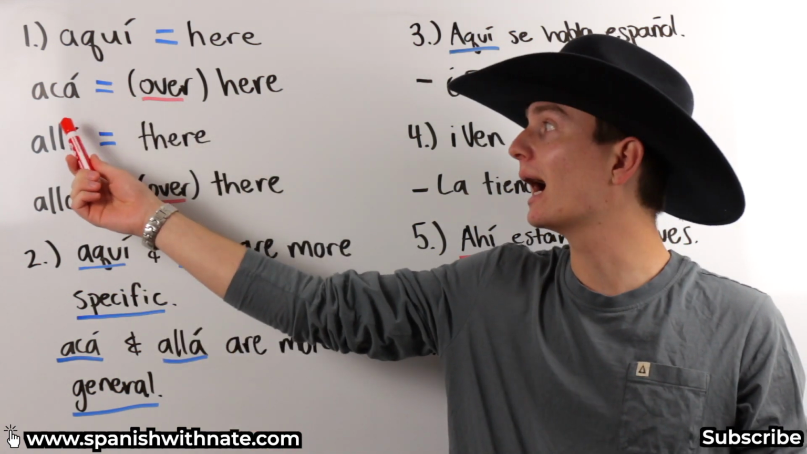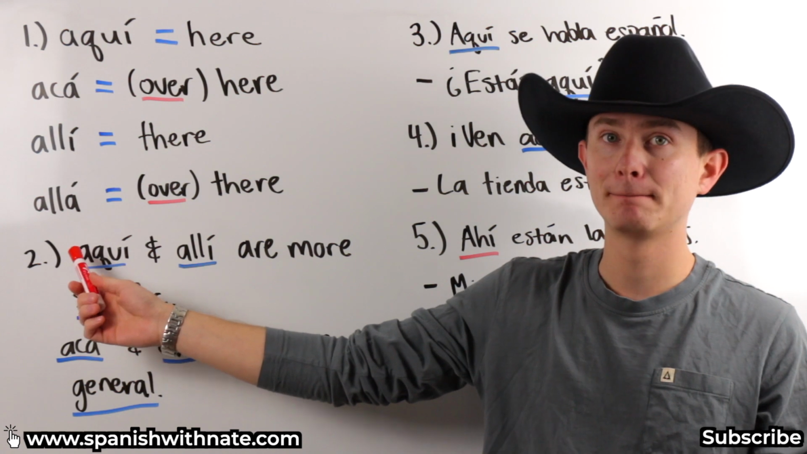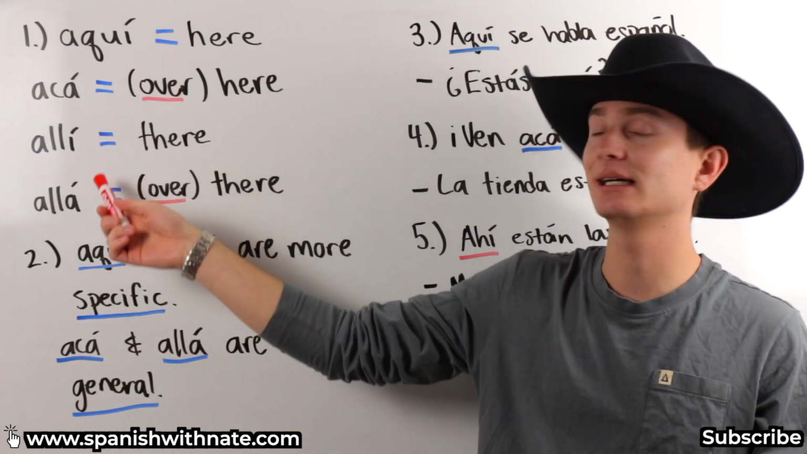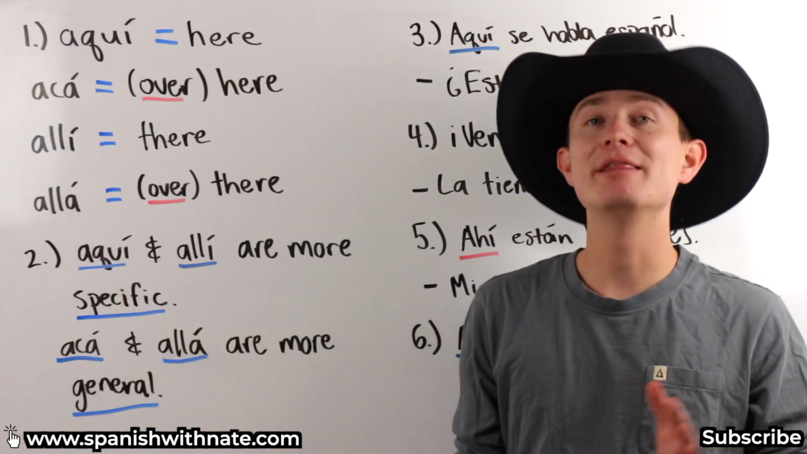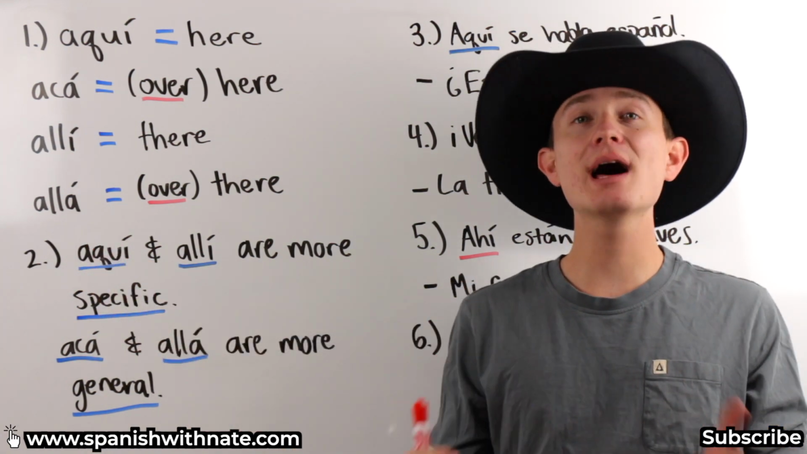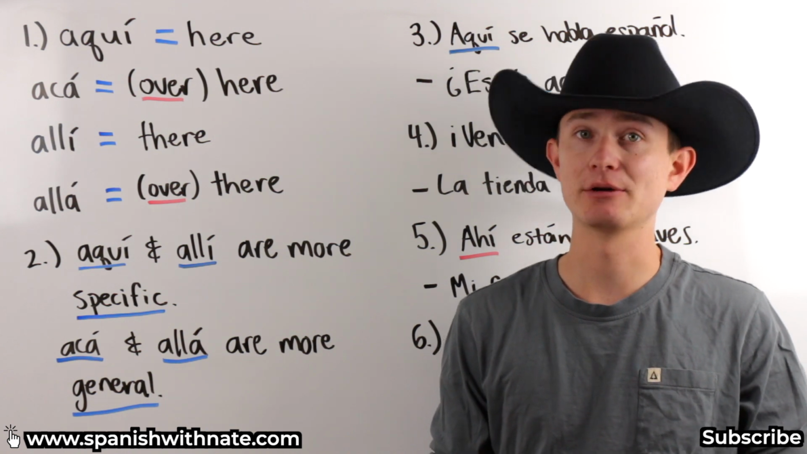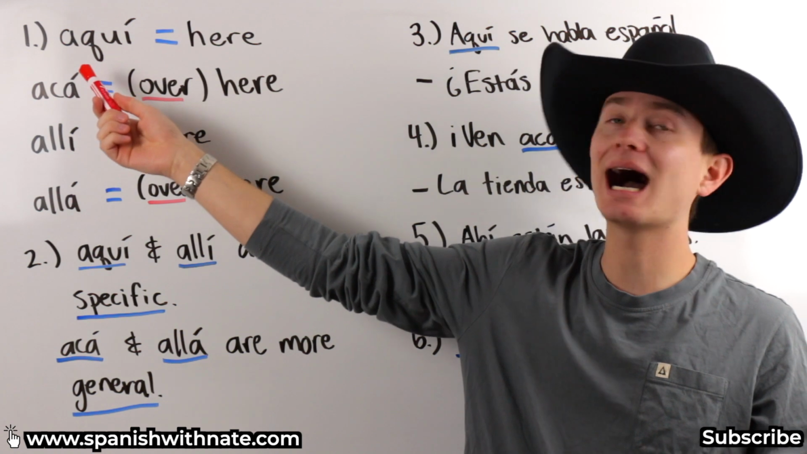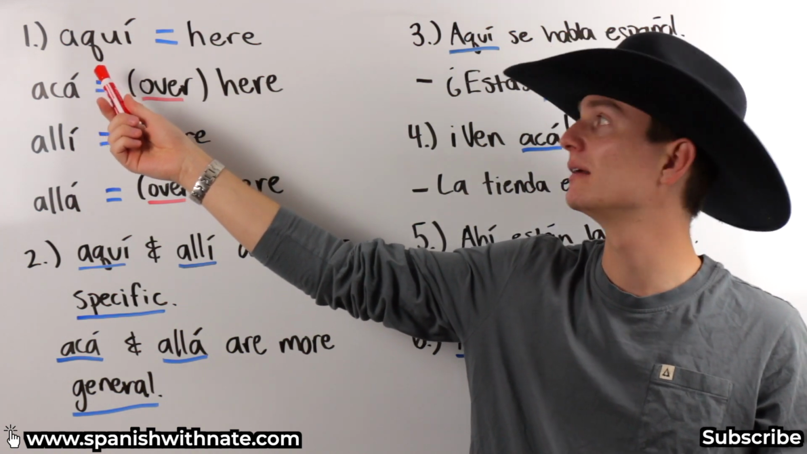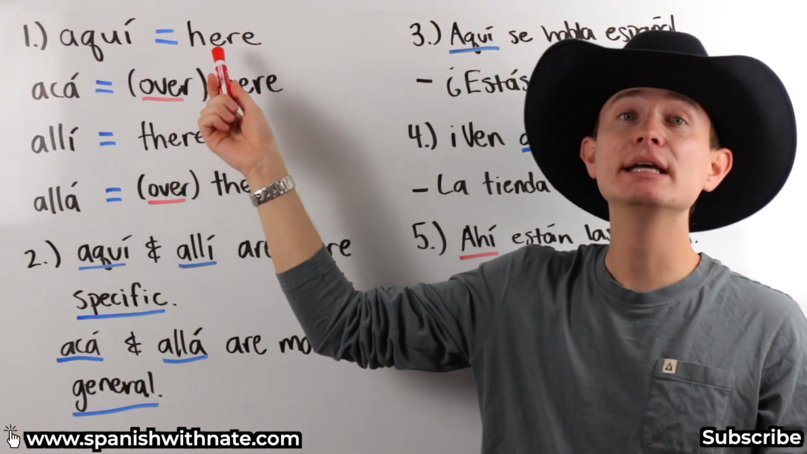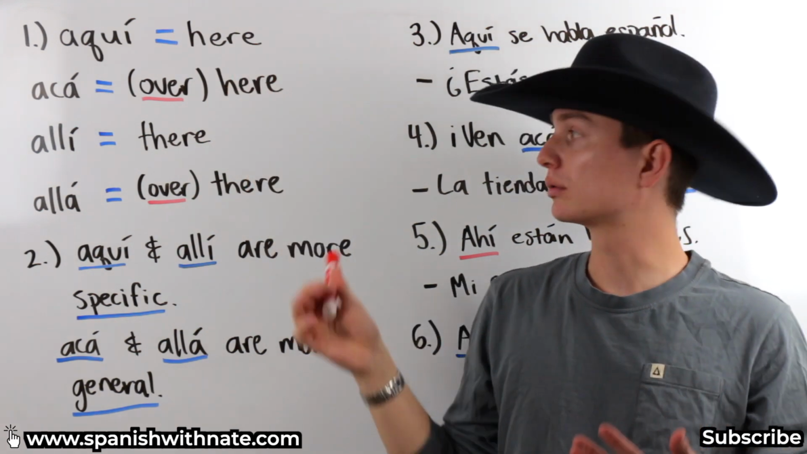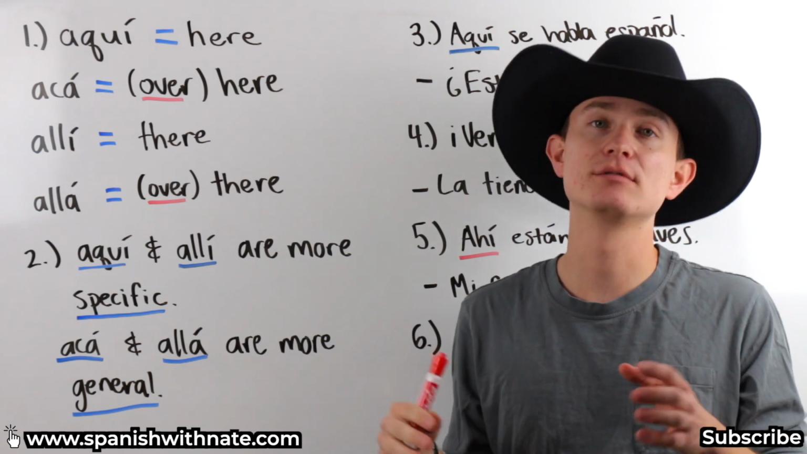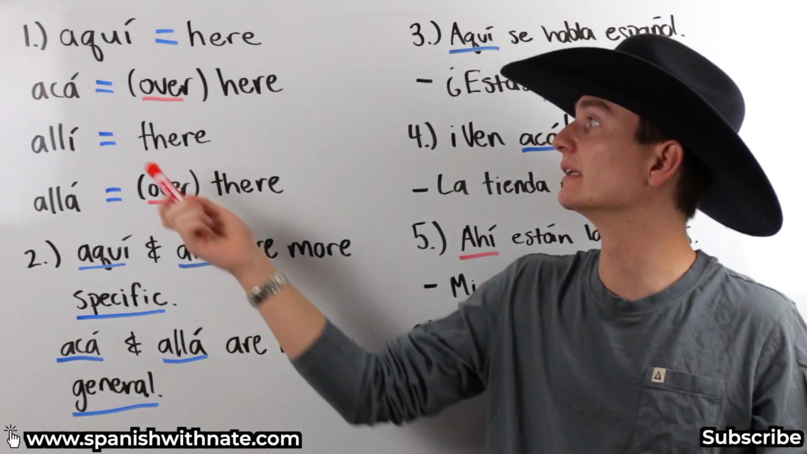Aquí, acá, ahí, allá. Alright, so today we're going to be talking about the differences between aquí, acá, ahí, allá. Now, honestly, these are all quite similar and they're not as complex as many of us make them out to be. Now, aquí, with the little accent here, right? Aquí means here, okay? Now, we'll take a look at this down here, but aquí is a more specific version of the word here. We'll take a look at that in a little bit.